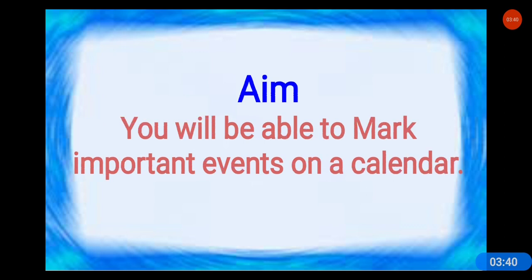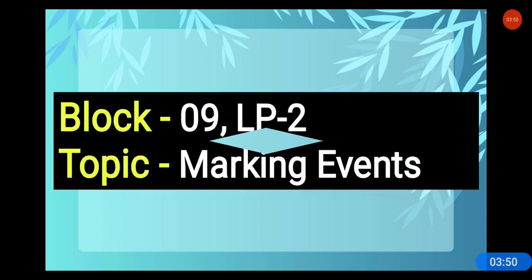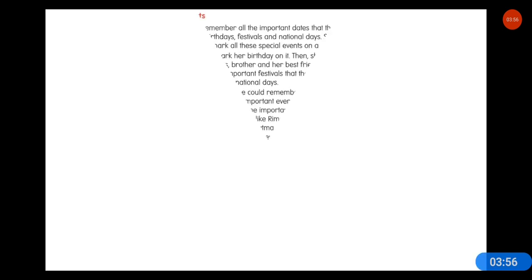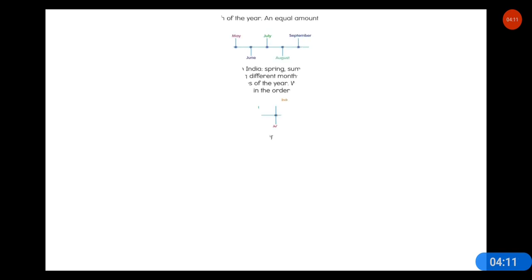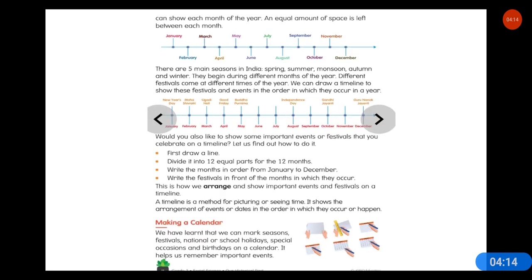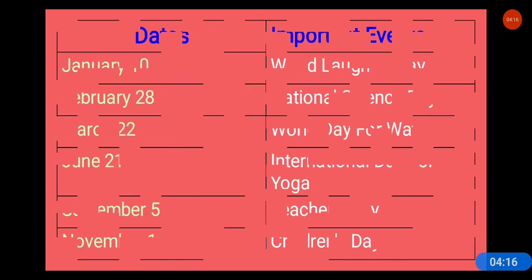Today's aim is that you will be able to mark important events on a calendar in this lesson plan, right? So let's move. We are on block 9, lesson plan 2, marking events. I hope you have read the topic, marking events. If not, please read it from here itself. Pause the video and read it. Both of these you have to read. Let's move forward.